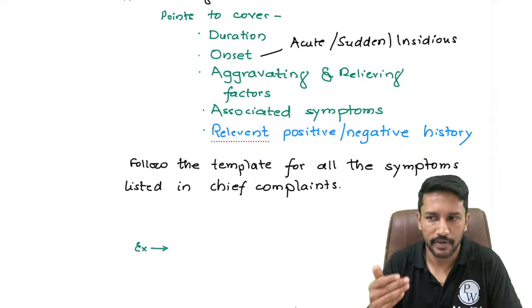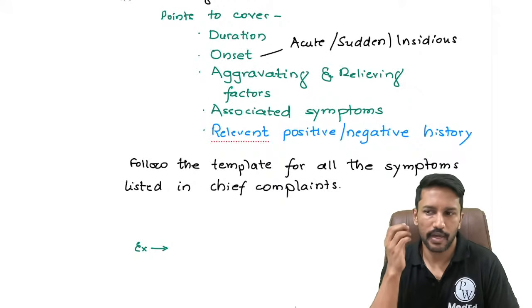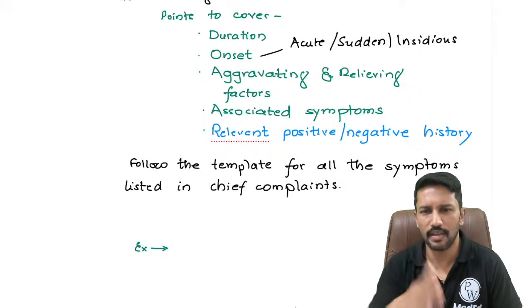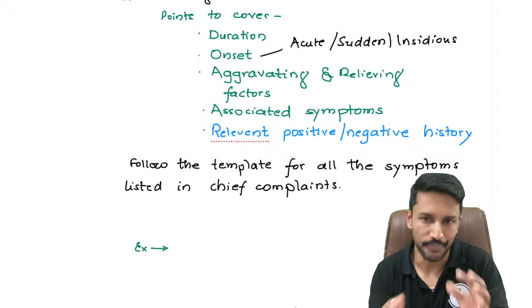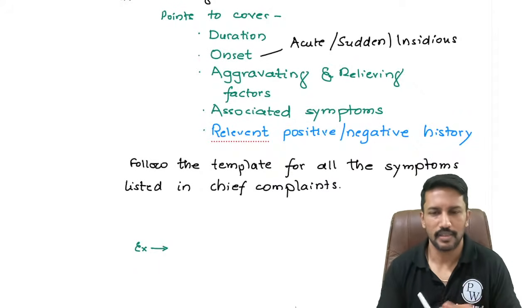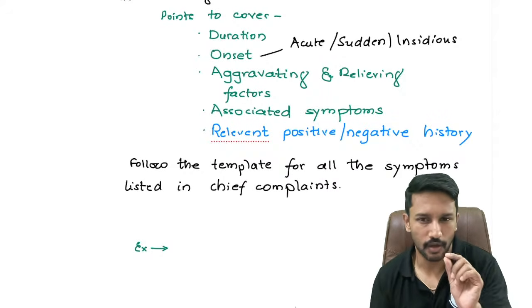If it evolves over the next half an hour, 1 hour, 2 hours, then I will report it as acute onset. But if it is spot on at the beginning, and the moment it starts it disturbs me and I have to present to you, then I will call it sudden onset.